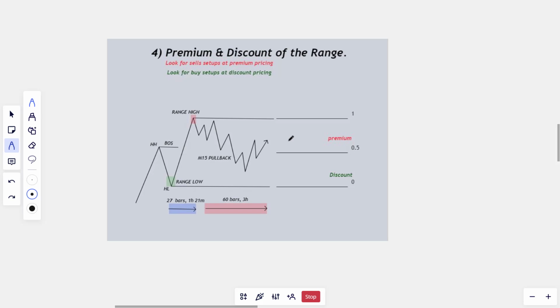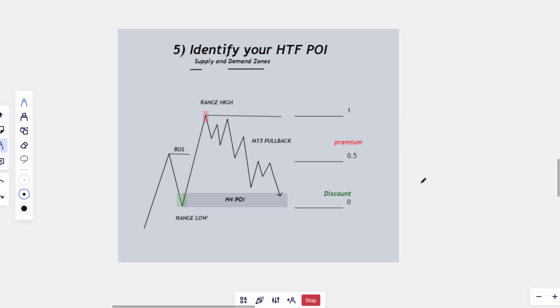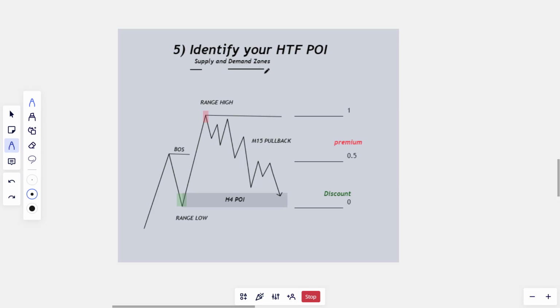Now let's go to step 5. So for number 5, we have to identify our higher time frame POI, our supply and demand zone.